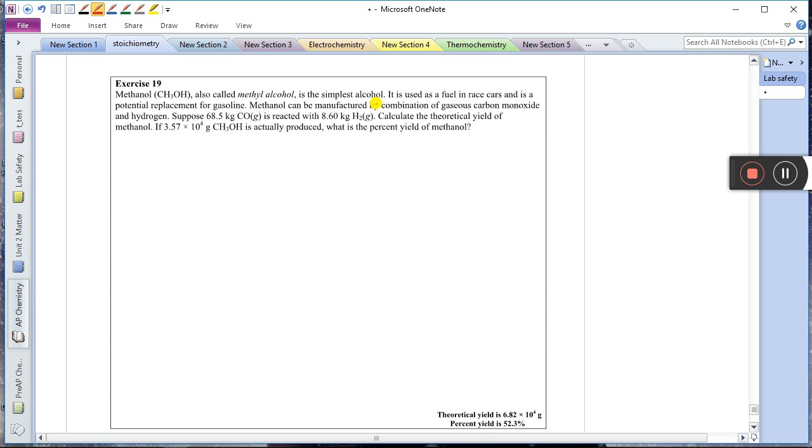All right, so methanol can be manufactured by a combination of gaseous carbon monoxide and hydrogen. Suppose that we have 68.5 kilograms of carbon monoxide reacted with 8.6 kilograms of hydrogen gas. Calculate the theoretical yield of methanol. And if we actually produced that, what would be our percent yield? So first of all, let's talk through this. What would our steps be here? What was the first thing we'd have to do? Balanced equation.